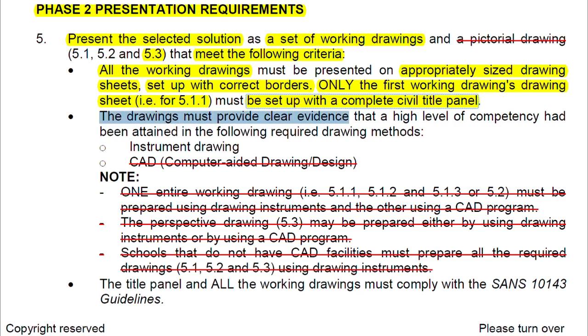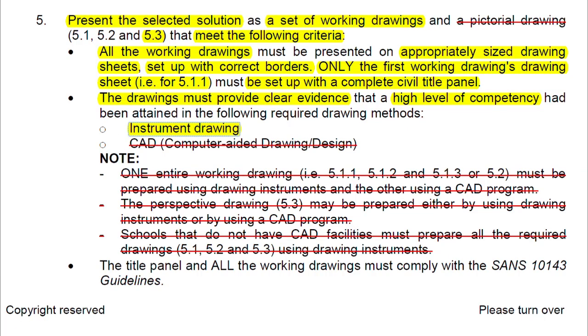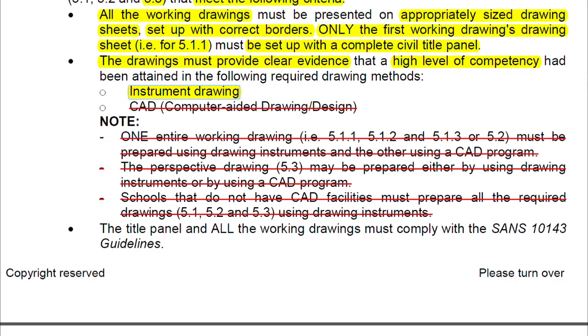Then the drawing must provide clear evidence of a high level of competency. Remember, we're finishing off our schooling career here, and you are going to be future architects and engineers. You need to show that a high level of competency, Grade 12 standard, has been attained in the following required drawing methods. Instrument drawing. For this discussion we're not going to do CAD, we're just doing instrument drawings, and you need to show a good standard there. Although some schools might offer CAD, for the sake of my viewers we're going to skip that today.